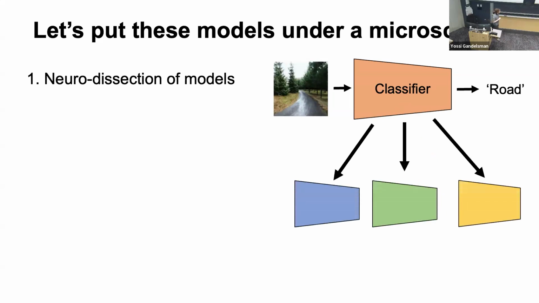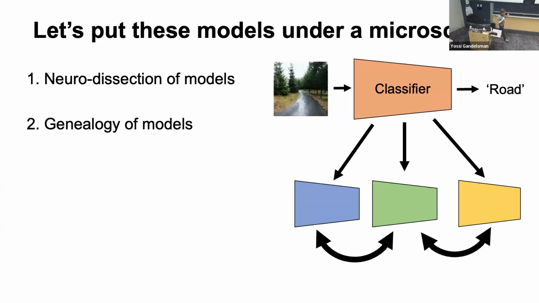In the second part, I will talk about connections between different models. Suppose that we have models that were fine-tuned from the same source, or just random models that are absolutely unrelated. Can we say something meaningful about the relations between them? Can we say something meaningful about the genealogy, the study of families of these models? That will be the second part.